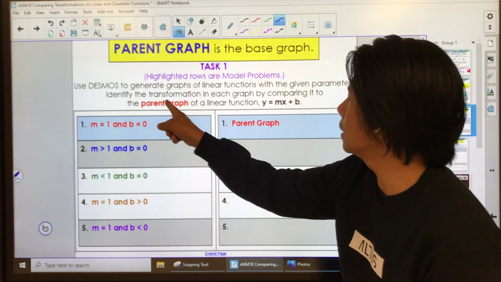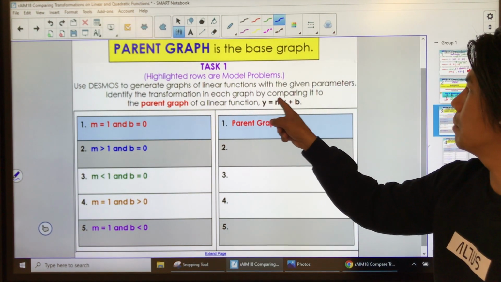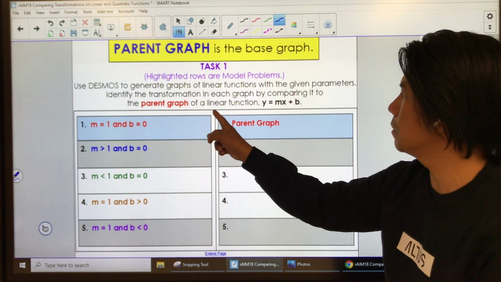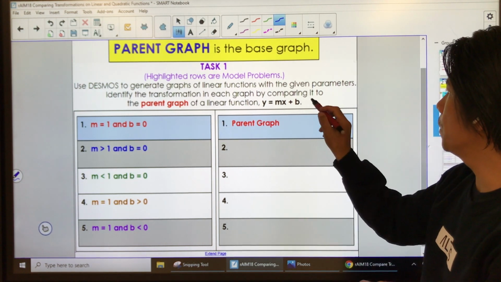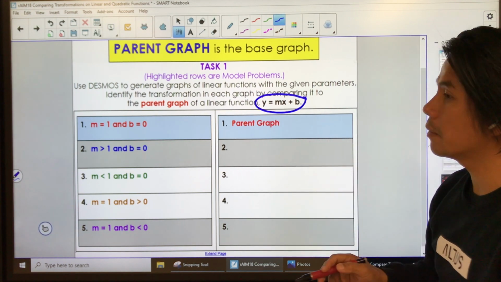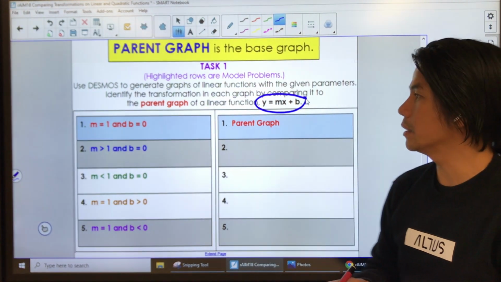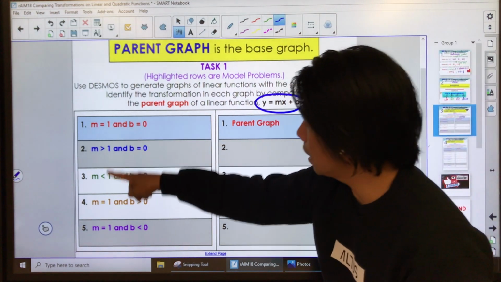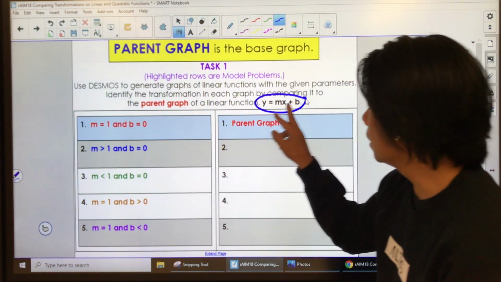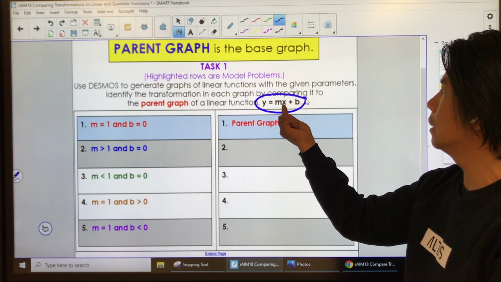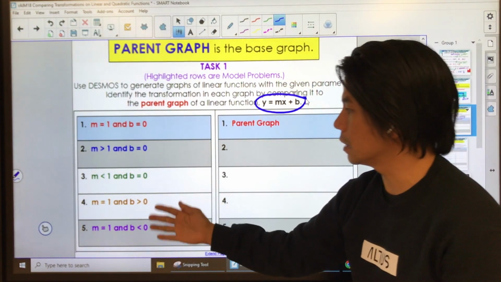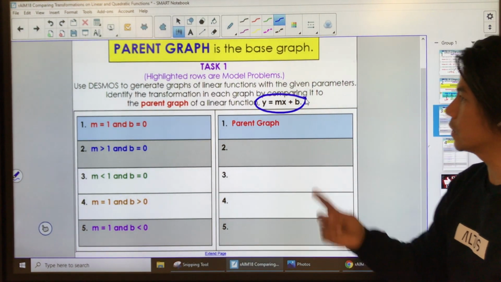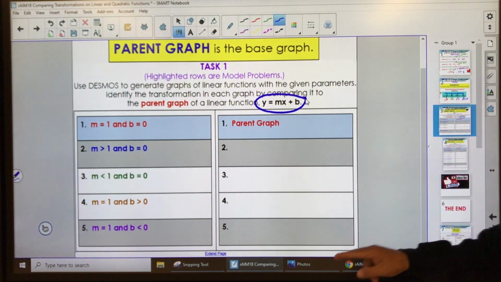Then identify the transformation in each graph by comparing it to the parent graph of a linear function y equals mx plus b. If you remember, this is the generic form of linear function. But since we have a parameter here, we need to change the value of m or b or both. It depends on the given parameter. Now let's have a DESMOS.